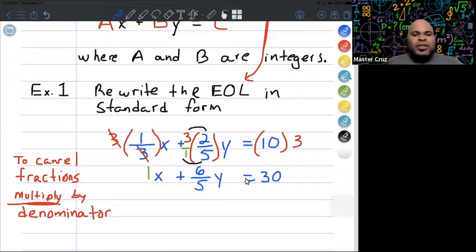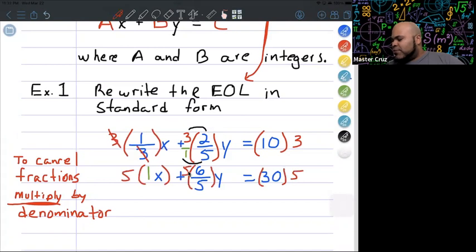And we're almost done with the fractions, but we got rid of the first one. Now we have the second fraction that we need to get rid of. Well, again, to cancel fractions, we're going to multiply by the denominator. This fraction has a denominator of 5. So I'm going to multiply every single term times 5. Look at the 5. I put it on the top. Every single term times 5.